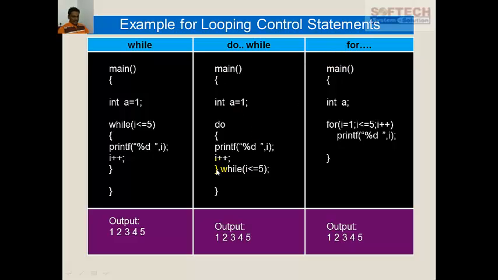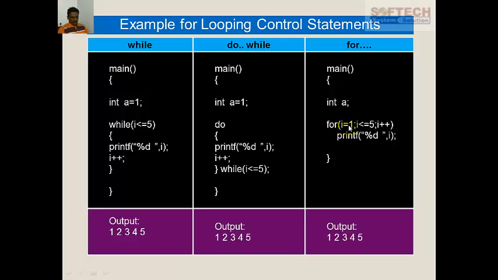We can change this do while to a for statement. So in this example, we change the do while by a for statement, and the number of statements is reduced here.